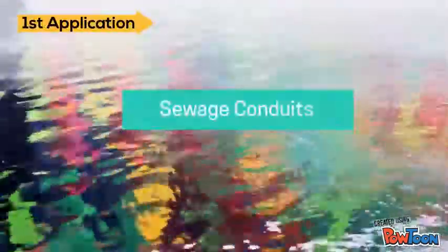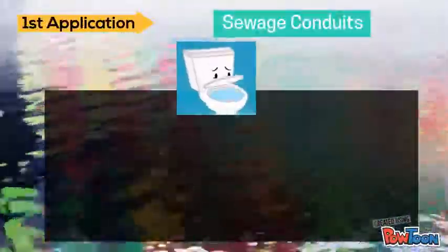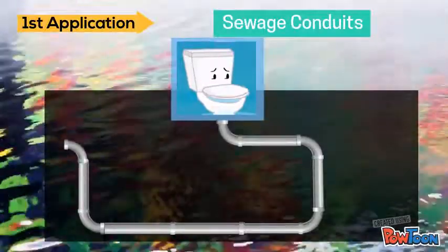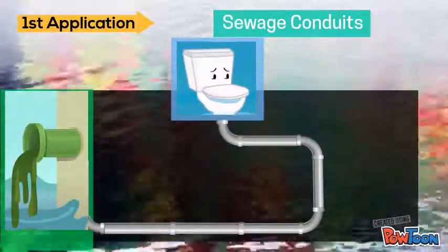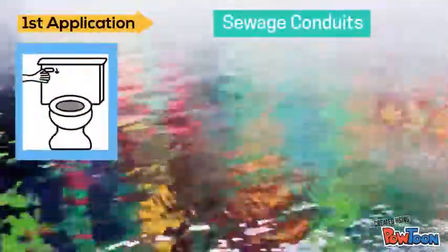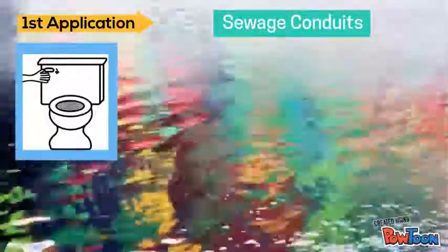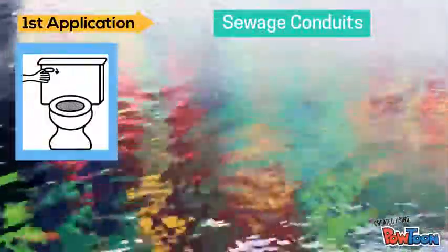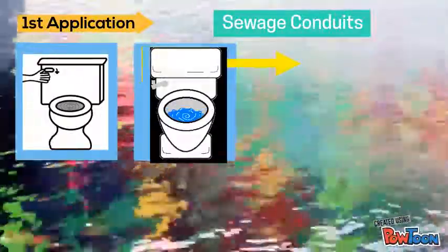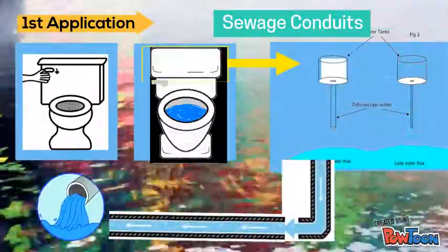So for its first application, sewage conduits. Take for example your toilet, where there are narrow pipes below the toilet bowl connected to the sewage area. When flushing, there is a mechanism inside the toilet pumping pressure so that the water will come out to flush any contents inside. And then, it will go through the pipes at high speed until it reaches the septic tank.